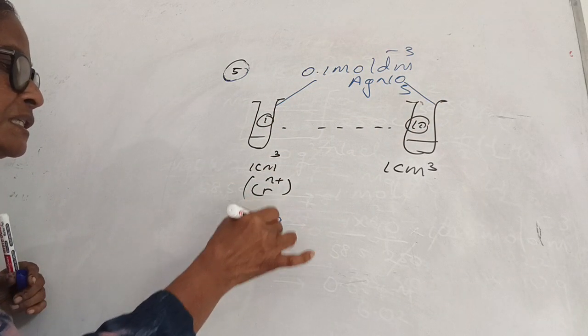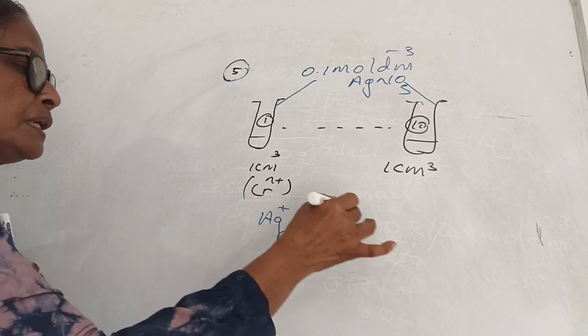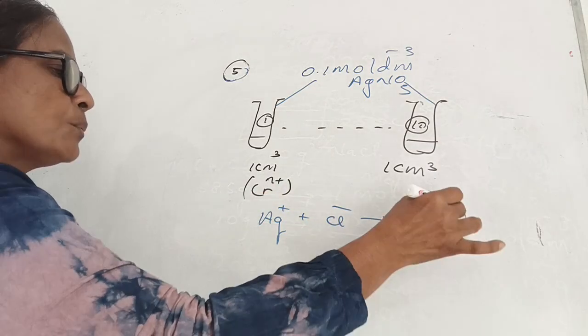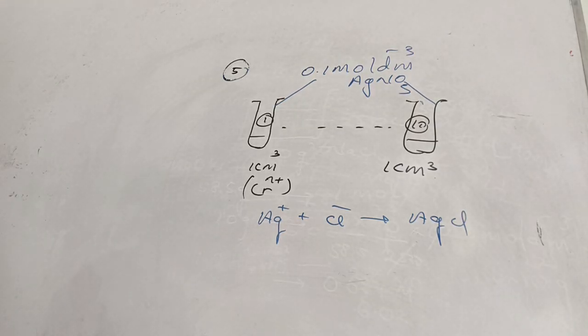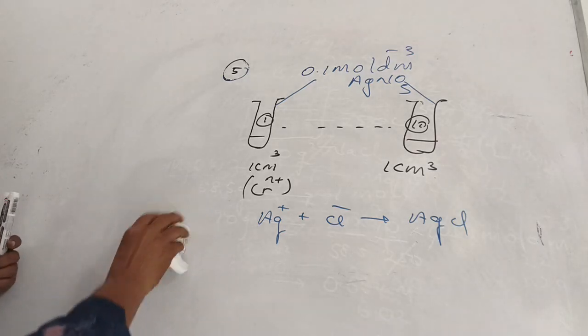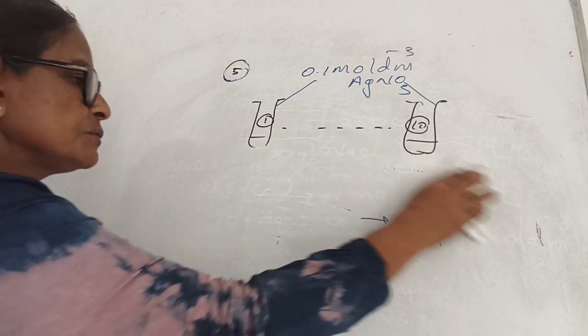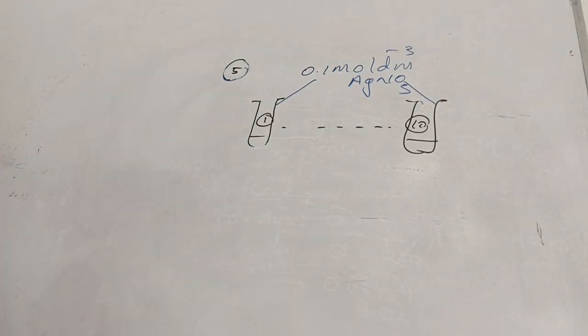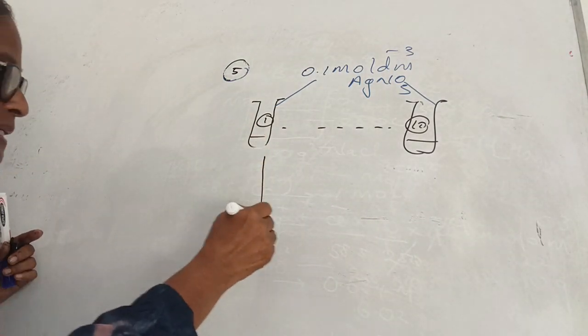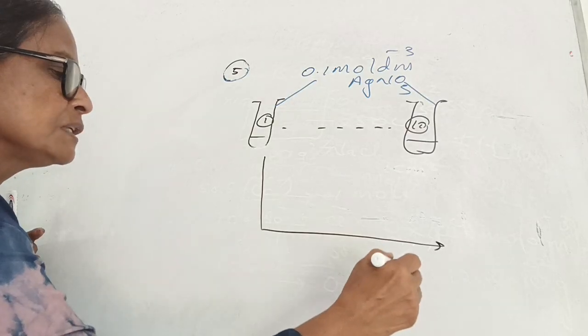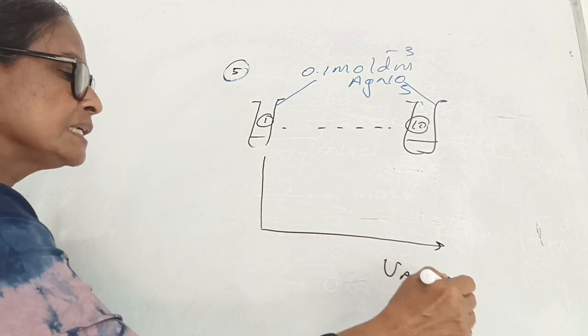The silver ion combines with the chloride ions to give silver chloride, a white precipitate. In the graph provided, you see the precipitate produced versus the volume of silver nitrate added. Your question is to find the formula of this chromium chloride. You can see in the graph that the volume is given on the x-axis, which is the volume of silver nitrate added in centimeter cube.